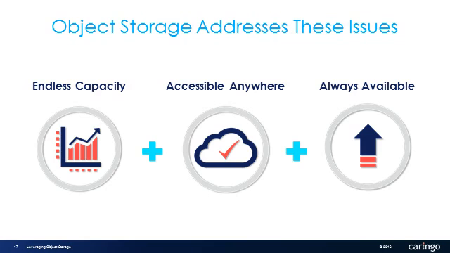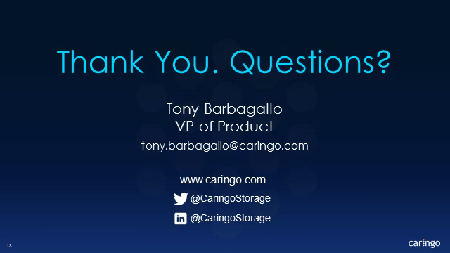So those are just a few of the use cases that object storage addresses, and you can see, I think, from just a summary standpoint, we talked about the notion of endless capacity, accessible anywhere, and always available. And hopefully, I've showed you some good examples of how object storage really addresses these key issues as we move forward with this relentless growth of unstructured data. And with that, I'll see if there are any questions.